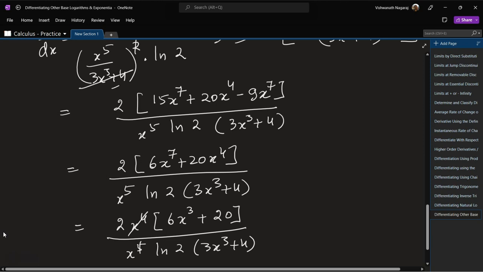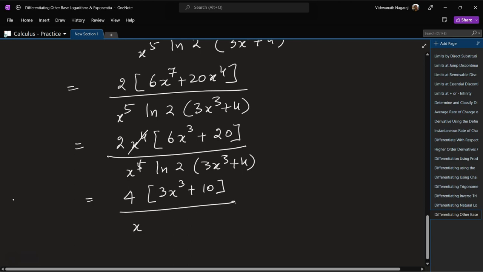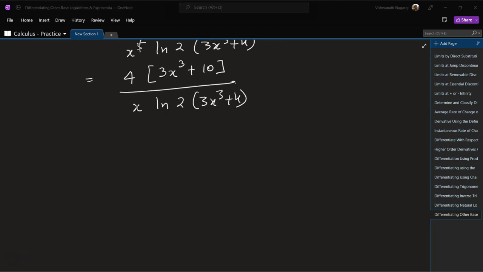Here x to the power of 4 and this will go off, and we can take 2 again common out. So 2 times 2 is 4, we have taken out 2. So 3x cube plus 10 by x natural log of 2, 3x cube plus 4. So that is the derivative. Look at the sixth one.